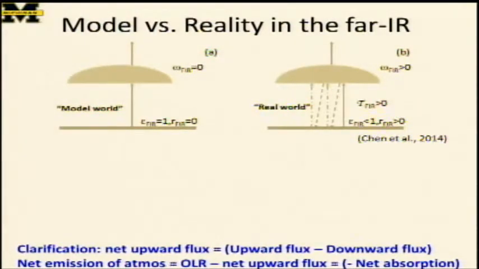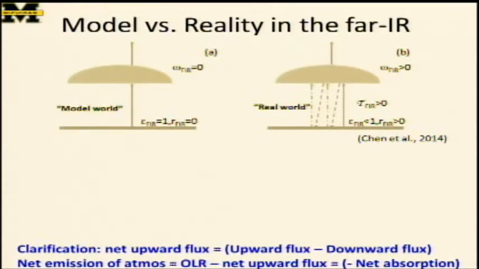So when you put these model-reality contrasts together, you can paint a different scenario between the model and the reality. This is essentially the model world. You assume the emissivity in the far-IR is always 1, and the reflectivity is always 0. And you assume for the cloud that the single scattering albedo is always 0, so there is no scattering at all. But in reality, this number could be smaller than 1, so the emissivity could be somewhere between 0 and 1. And the cloud could be scattering, so the single scattering albedo could be a non-zero number.